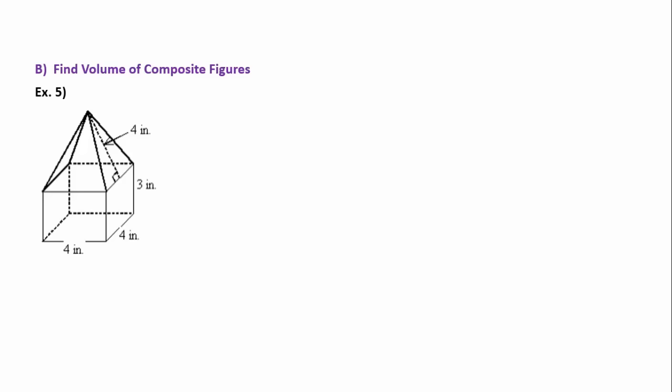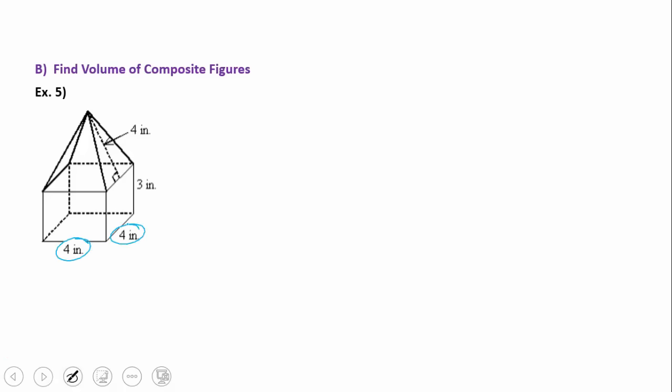Really busy with video number 2, where we're going to start to find the volume of composite solids, and we're going to start off with this one. When I take a look at this, it looks like a cube at the bottom, because I can see that the side lengths are the same. When I see the side lengths are the same, I know it's a cube. So it's 4 by 4.